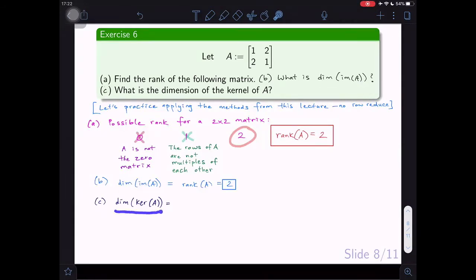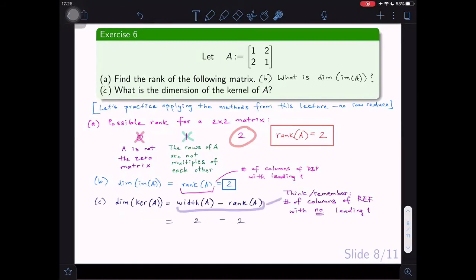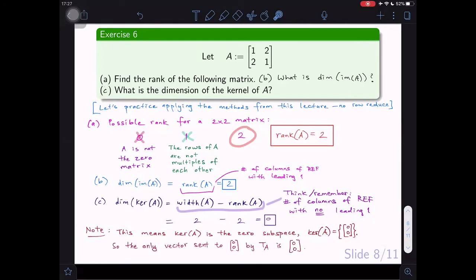One way to compute the dimension of the kernel of A is to row reduce to a row echelon form and compute the number of columns with no leading one. This is the same as computing the number of columns of the matrix minus the number of leading ones. The width of A is 2 and the rank is 2, so the dimension of the kernel of A is 0. The only subspace with dimension 0 is the 0 subspace. That means that the kernel of A is the 0 subspace, so it contains only the 0 vector. So the only vector sent to the 0 vector by the linear transformation of the matrix A is the 0 vector.